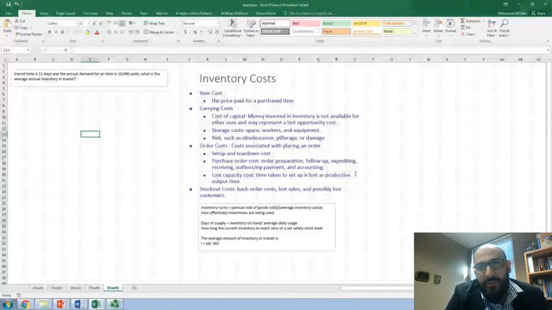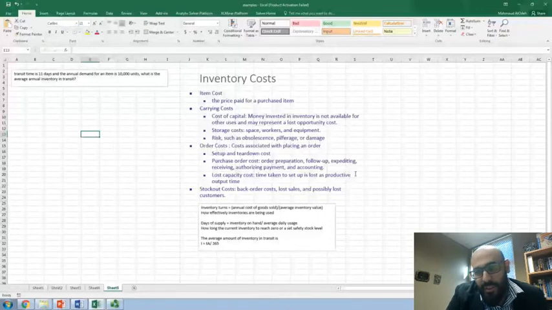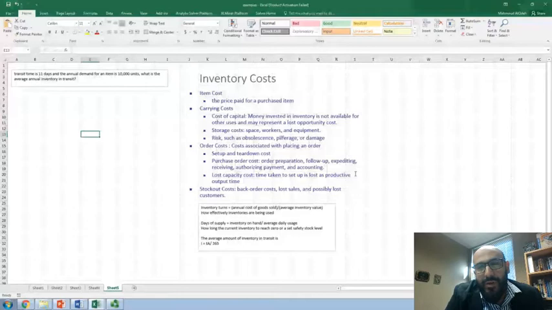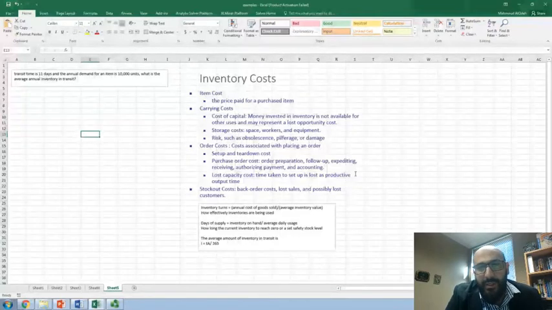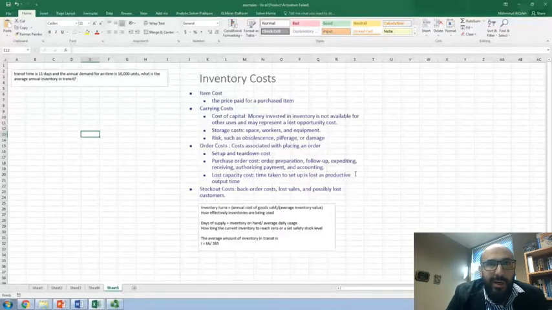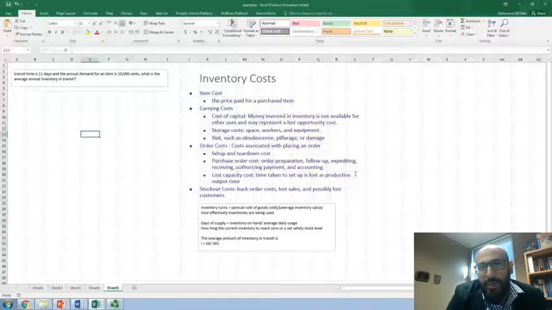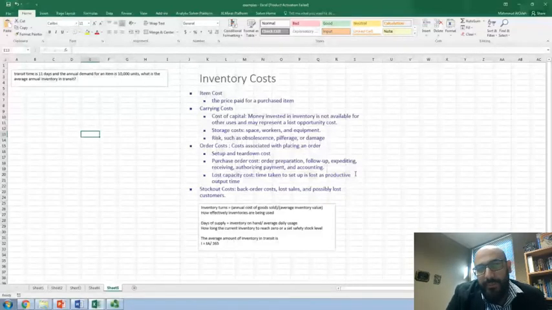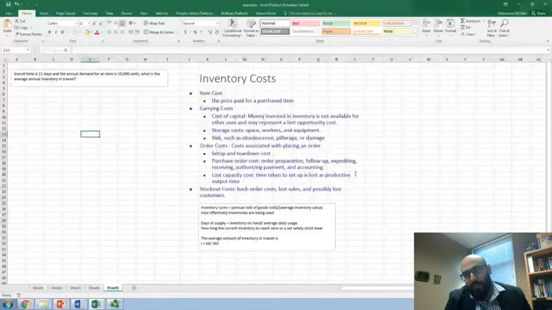The last item in the inventory cost is the stock out cost. Sometimes we don't have enough inventory to supply the demand. We don't have enough items to send to the customers, and that's what we call the back order cost. What is the back order cost? Sometimes you purchase the item from the market at a higher price to supply it to your customers, or maybe you don't do anything, you just lose the sales, or maybe you eventually lose the customer. The customer will not come back to you. So this is stock out cost. You need to consider it.